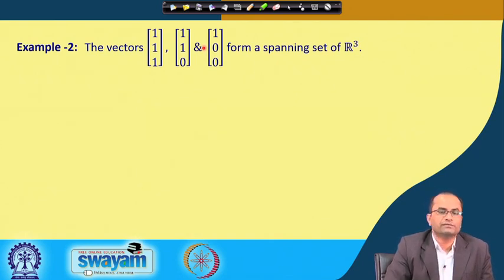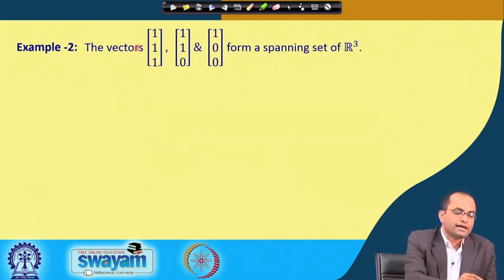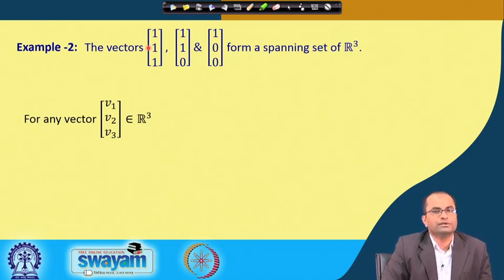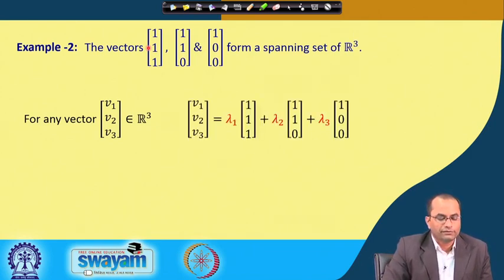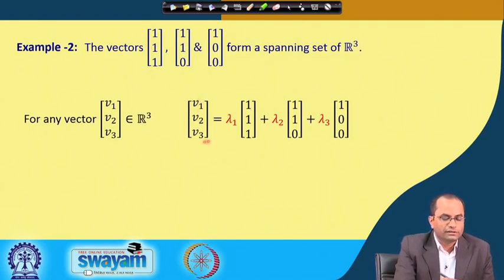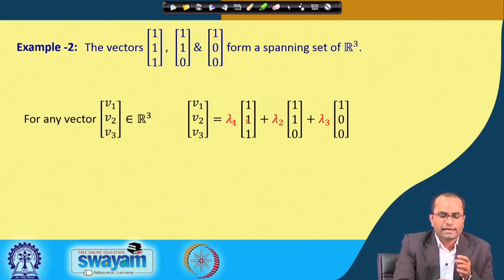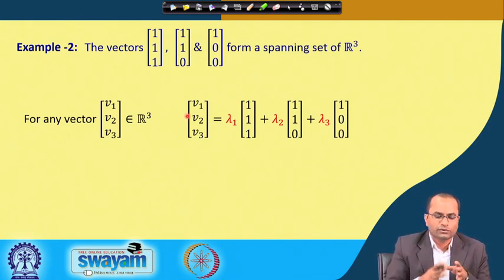That means any element of this R 3 we can write down as a linear combination of these 3 vectors. To see this, we will take a general vector v 1, v 2, v 3 from this R 3, and we will try to write down this v 1, v 2, v 3 as a linear combination of the given vectors, meaning lambda 1 times the first vector, lambda 2 the second vector, lambda 3 the third vector. Now, the question is, can we write it as a linear combination? Here it is not as trivial to see as the earlier case, though this is also not difficult.